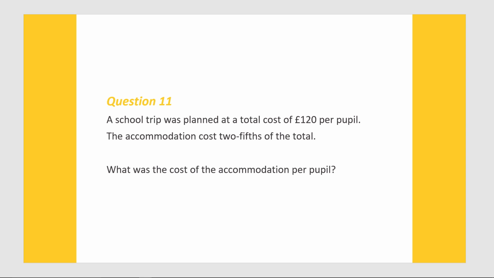A school trip was planned at a total cost of £120 per pupil. The accommodation cost 2/5 of the total. What was the cost of the accommodation per pupil? So in this question we are given that the school trip cost £120 per pupil, and the accommodation was 2/5 of this total. And the question asks us to find the cost of the accommodation per pupil.